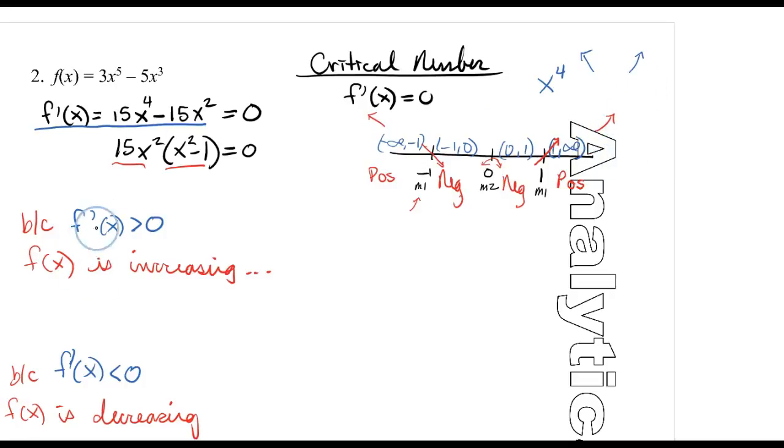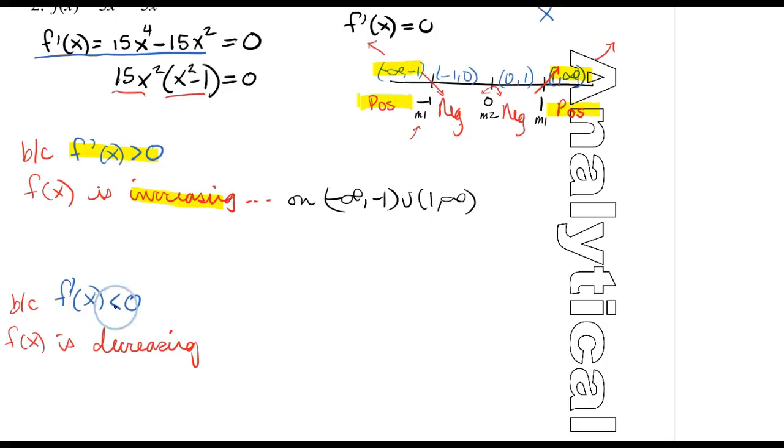This allows me to answer then, where is the function increasing? Well, it's increasing where the derivative is positive, and the derivative is positive on these intervals. Negative infinity to negative 1, and 1 to infinity. Where's my function decreasing, or my derivative is negative? My derivative is negative here and here. So it is decreasing on negative 1 to 0 and on 0 to 1.